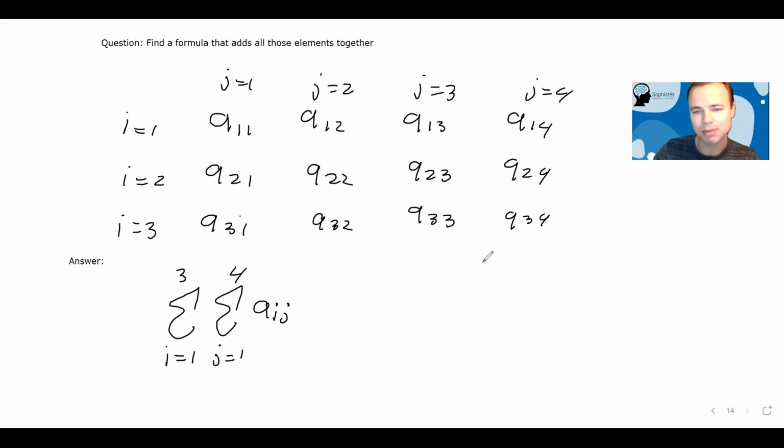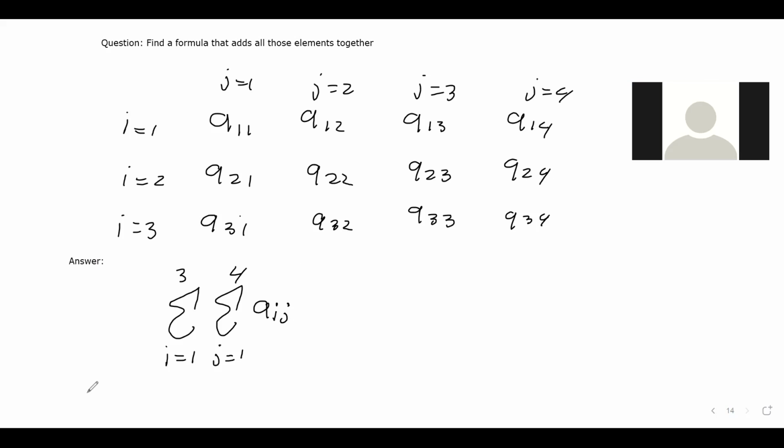Because you probably have never seen this before. But I hope you see what I did here. Are there any questions? I have a question. I only don't get how they get A11, A12, A13, A14 now.